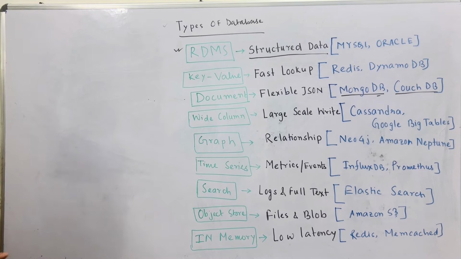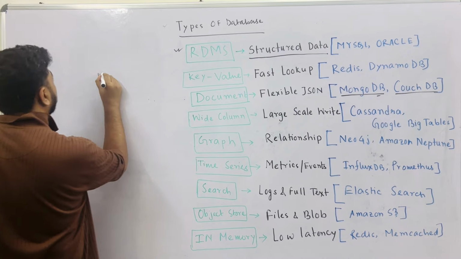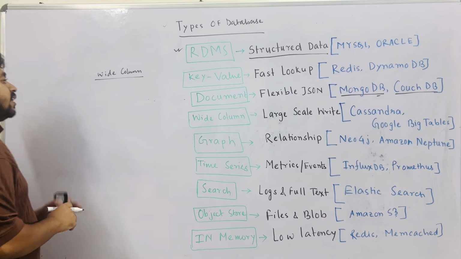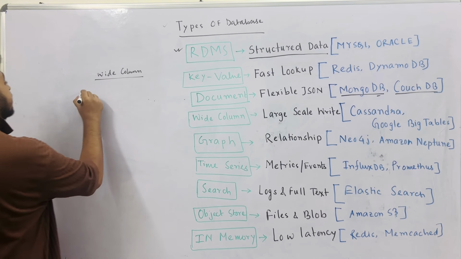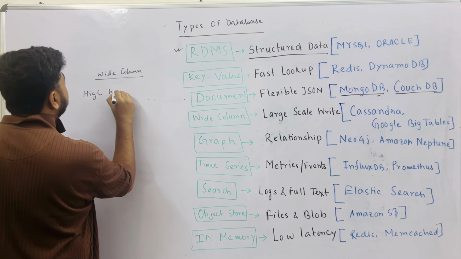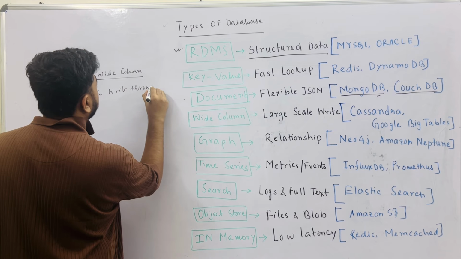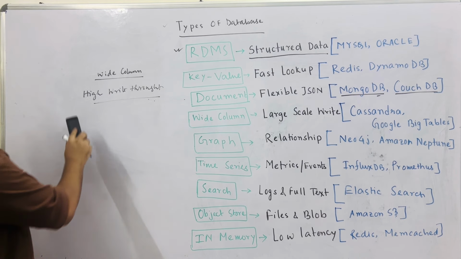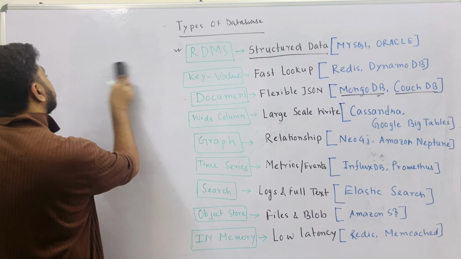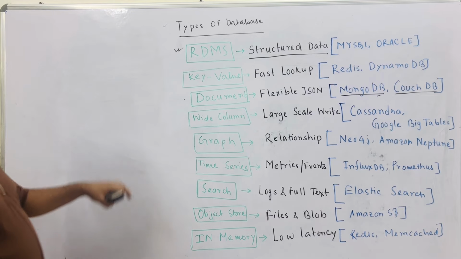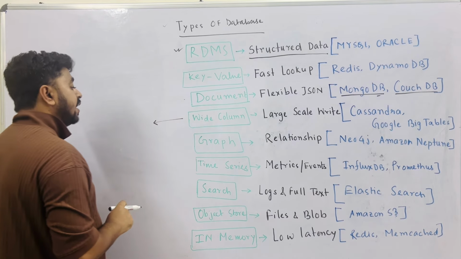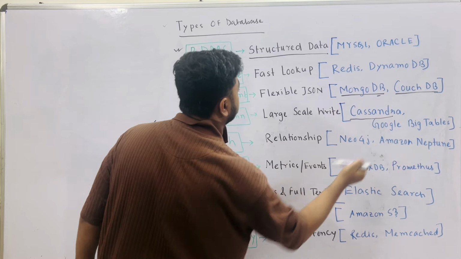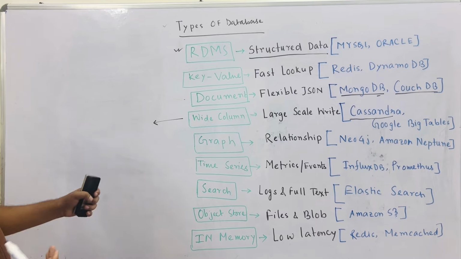So the next type of database is the wide column database. Okay. What is a wide column database? The main USP of a wide column database is that it gives very high write throughput. If you have heavy write applications, where you have millions of writes in a particular second, there you have to use a wide column database. The most commonly used wide column databases are Cassandra and Google Bigtable. These two are the most widely used.